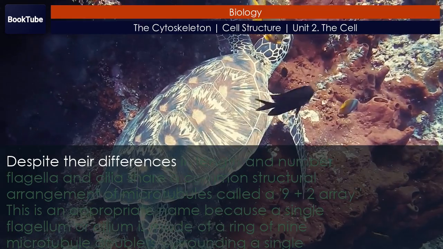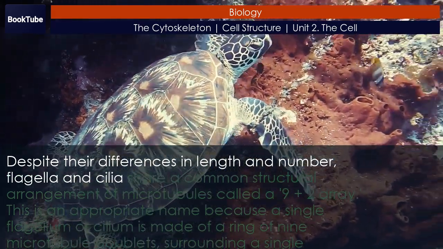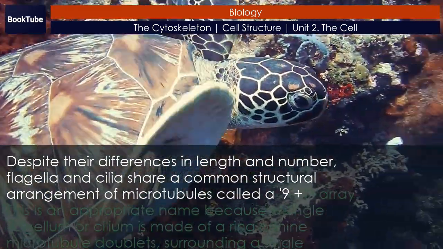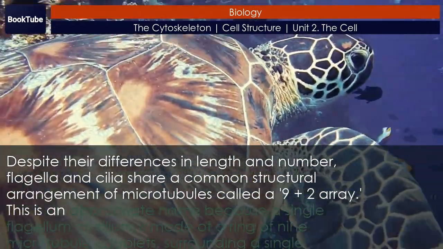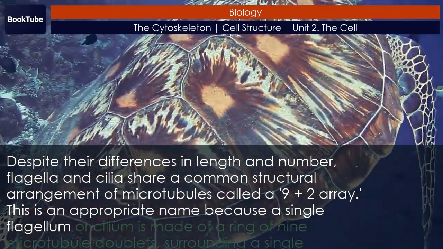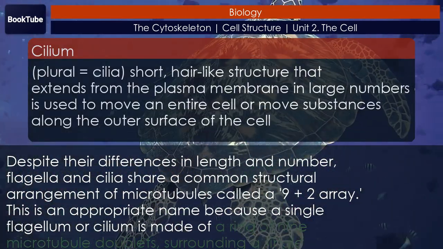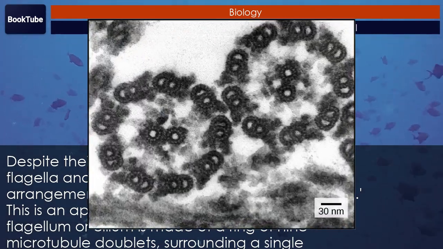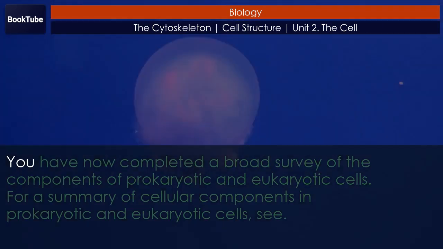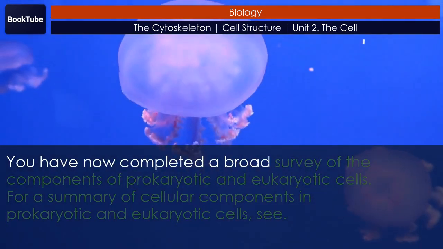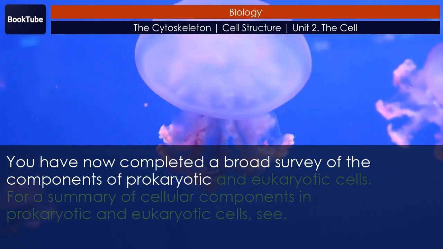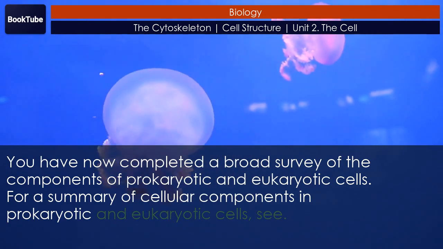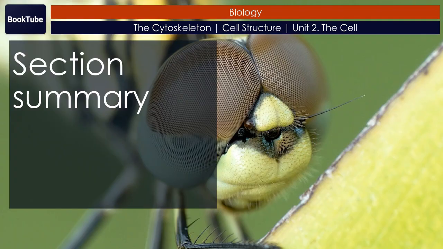Despite their differences in length and number, flagella and cilia share a common structural arrangement of microtubules called a 9+2 array. This is an appropriate name because a single flagellum or cilium is made of a ring of 9 microtubule doublets, surrounding a single microtubule doublet in the center. Figure 5. You have now completed a broad survey of the components of prokaryotic and eukaryotic cells. For a summary of cellular components in prokaryotic and eukaryotic cells, see Section Summary.